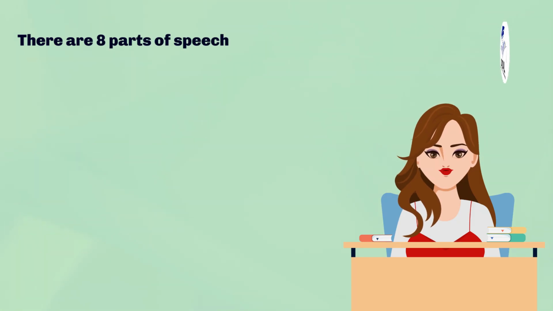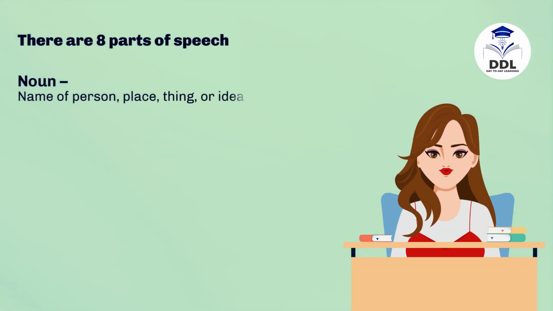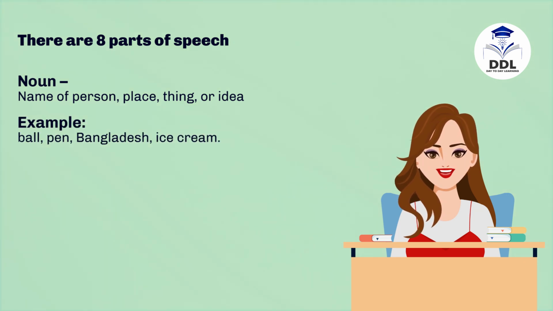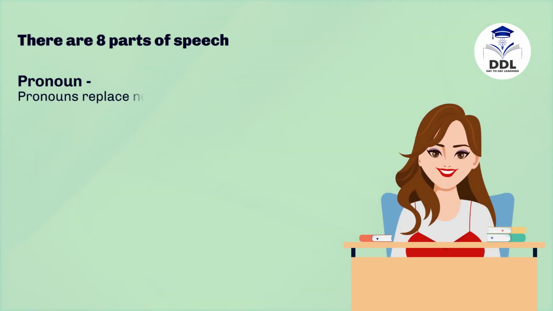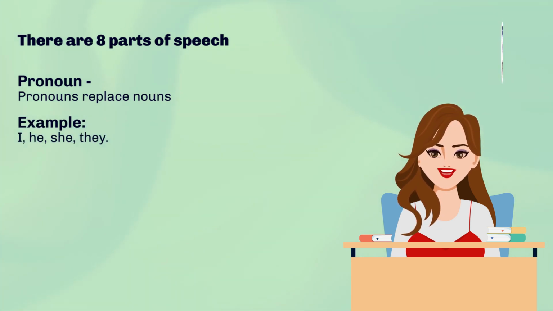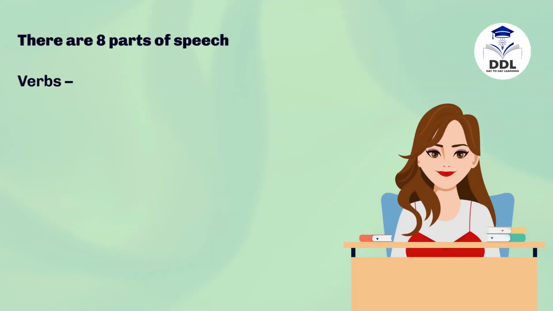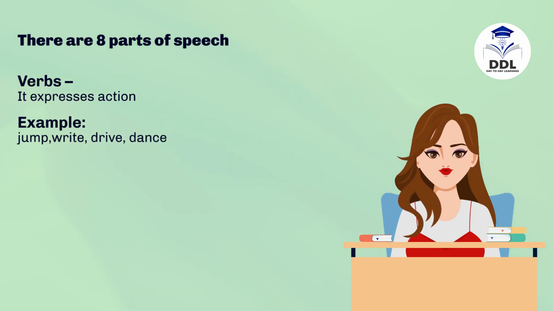There are 8 parts of speech. Noun, name of person, place, thing, or idea. Example, ball, pen, Bangladesh, ice cream. Pronoun, pronouns replace nouns. Example, I, he, she, they. Verbs, it expresses action, like jump, write, drive, dance.